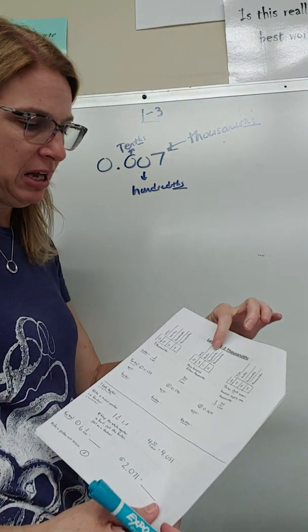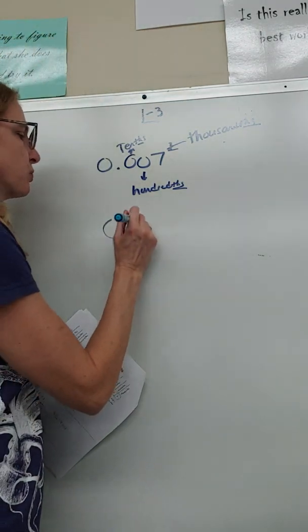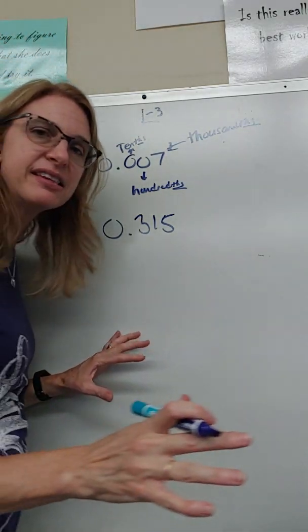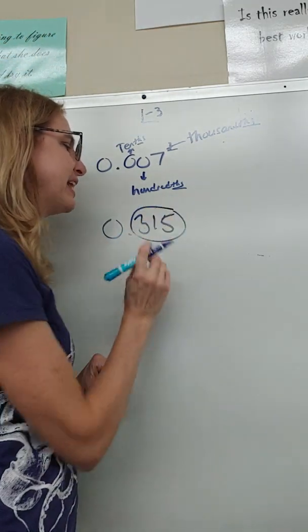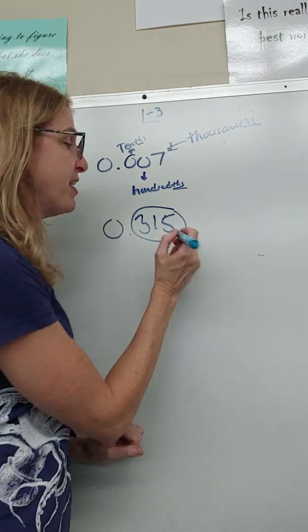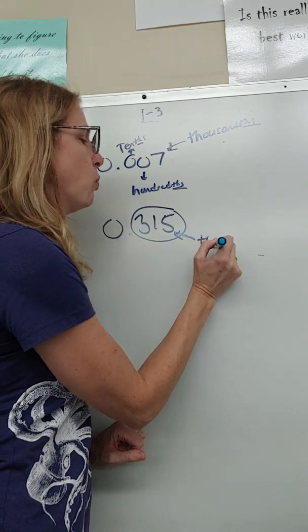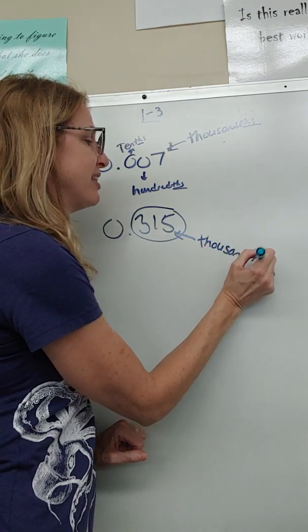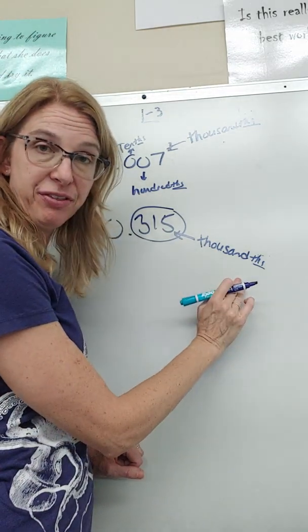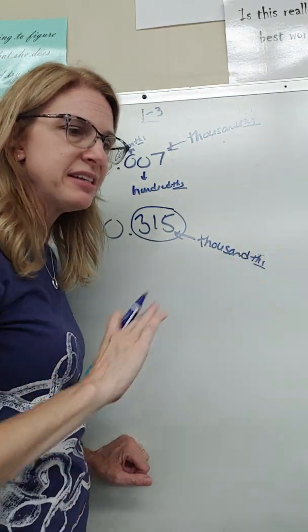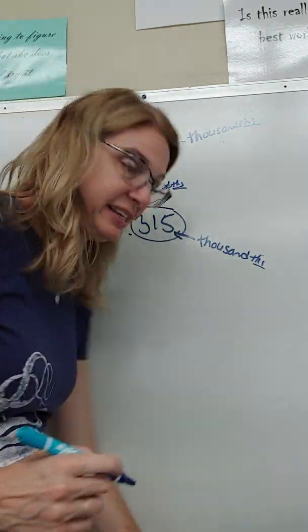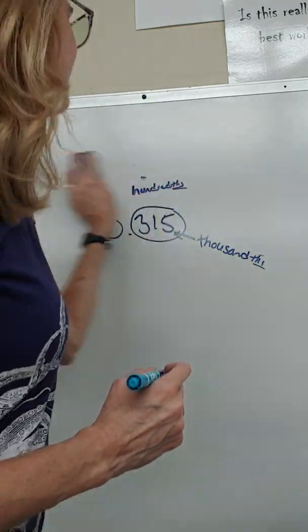That's the first example. The second one, which is written like this, okay, right away a big jump. Remember when we did this last time? We said we read this like its own number, like I would just, what is that number? 315. And then I add the place value word where the last digit is. That's the place value word I add. So this is 315 thousandths, right?